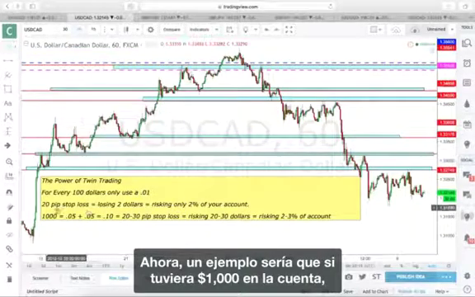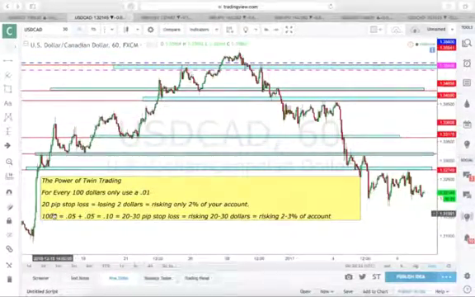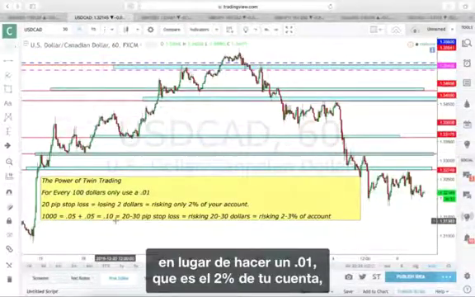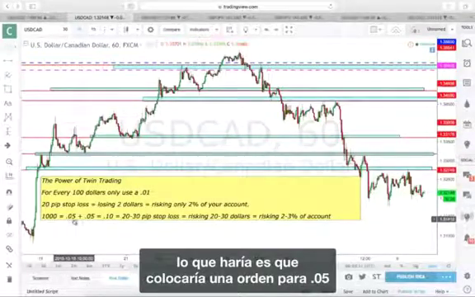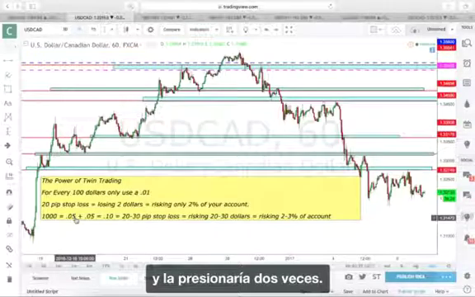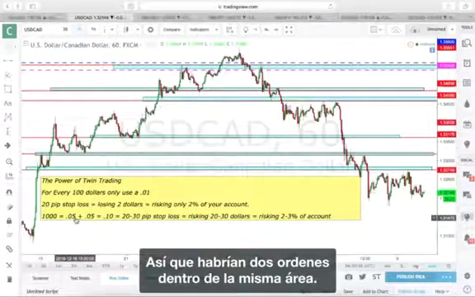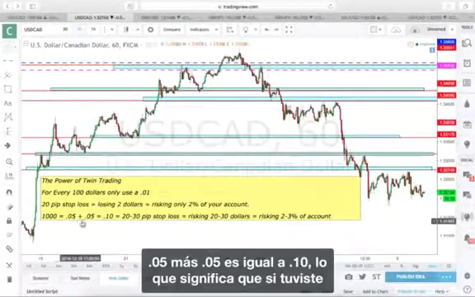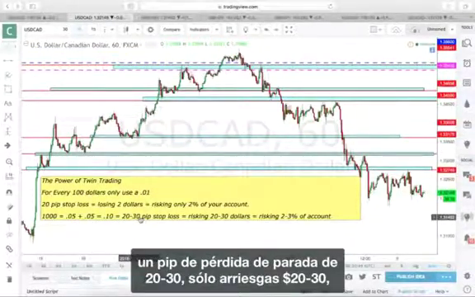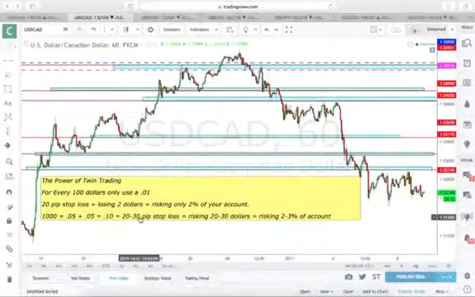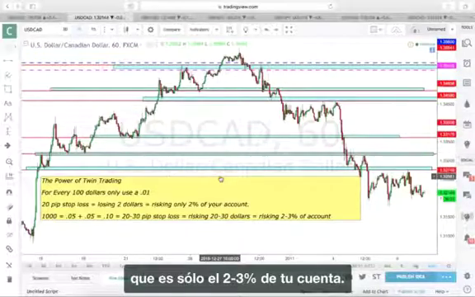Now, an example right here is if I had $1,000 in the account, instead of doing a 0.10, which is 2% of your account, what I would do is place an order for 0.05 and press it twice. So there'll be two orders within the same area. 0.05 plus 0.05 equals 0.10, which means if you did a 20 to 30 pip stop loss, you're only risking $20 to $30, which is only 2 to 3% of your account.